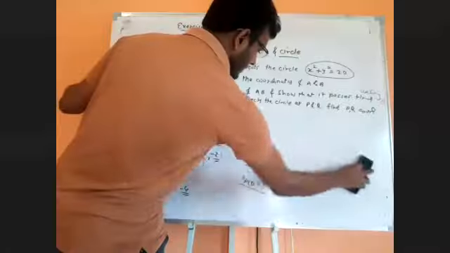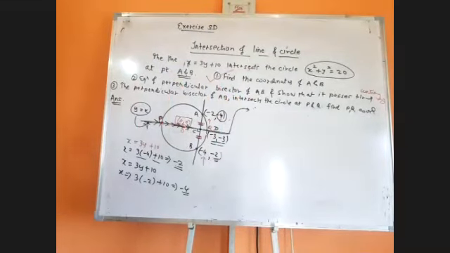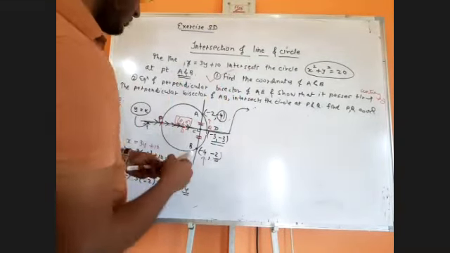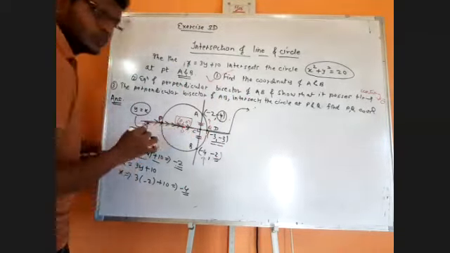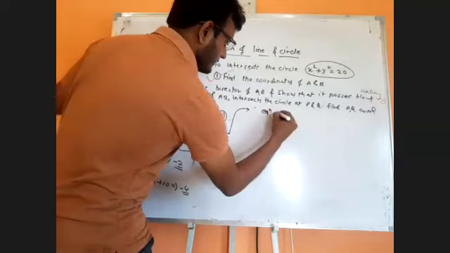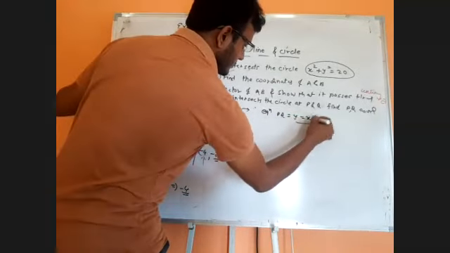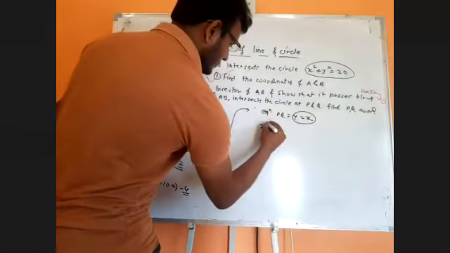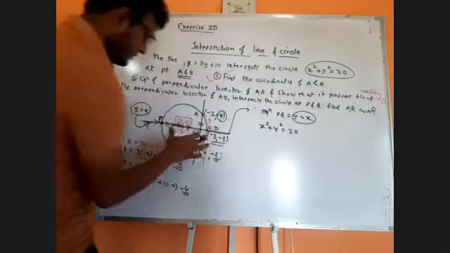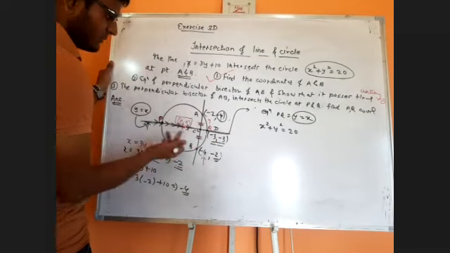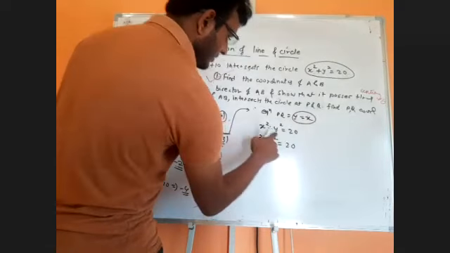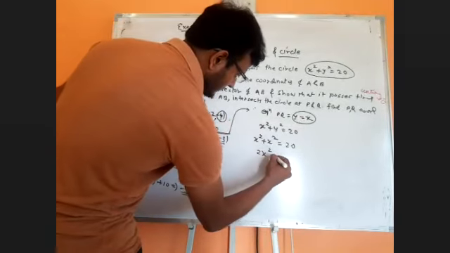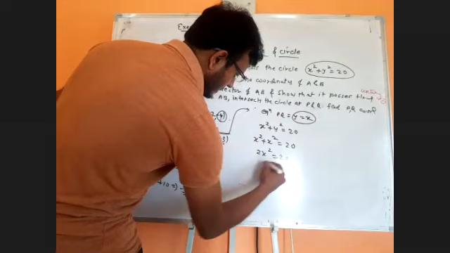The last part is that the perpendicular bisector of AB intersects the circle at P and Q. Can you see the diagram? This perpendicular bisector is intersecting at P and Q, correct? So the equation of PQ is y is equal to x. If I solve this with x square plus y square is equal to 20, I will get the points P and Q. Substituting y as x, x square plus x square is equal to 20, so 2x square is equal to 20. X will be equal to plus minus root 10.